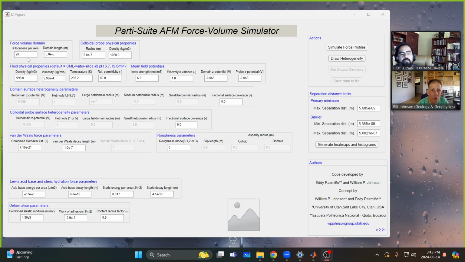The next thing is the colloidal probe. You've got a probe mounted on the cantilever that will approach and then retract from the surface, the domain. You can input the radius, and you can input its density. I'm not sure if the density of this colloid has anything to do with anything, actually, but it's in there.